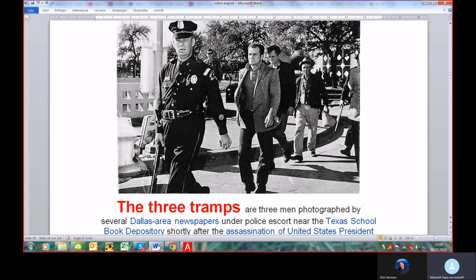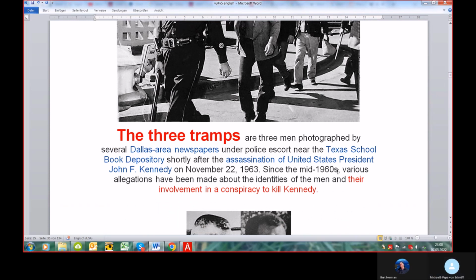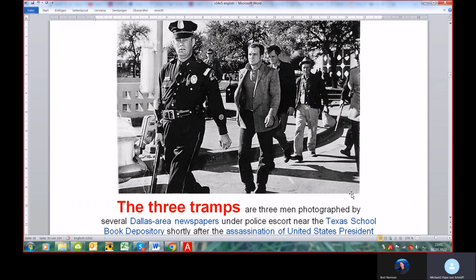And up to this very day, various allegations have been made about the identities of the men. How can that be? Where are the police records? Where are the fingerprints? Where are the passports? Where are they? We're talking about 60 years ago, and all the websites are explaining that there are allegations about the identities of people who have been captured by the police after the assassination of an American president.